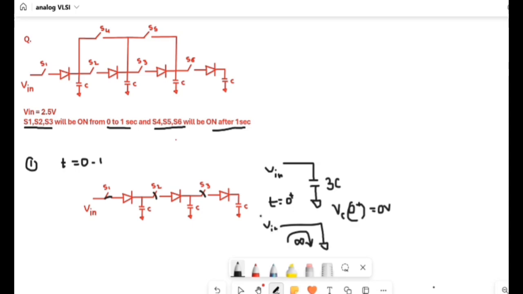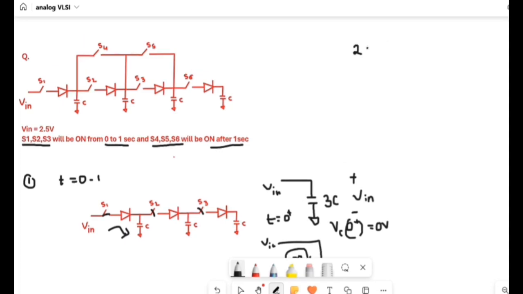Otherwise, you can think that this Vn and C are both in parallel, so the voltage will be the same. So for every capacitor, it will be Vn only. Or else you can directly take the total capacitance as 3C, and the voltage drop across it will be Vn. If you take every capacitor individually, it will be Vn as well.